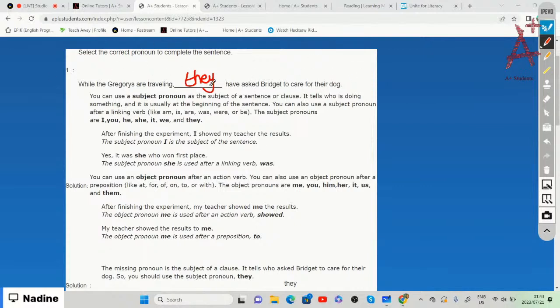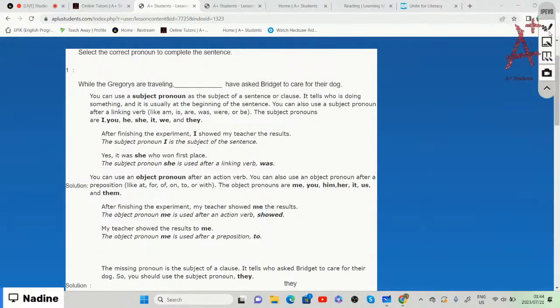They, which is the correct object pronoun, or sorry, it is a subject pronoun. So they is a subject pronoun which basically tells us about the Gregories, right? They asked Bridget to look after their dogs, they being the Gregories.